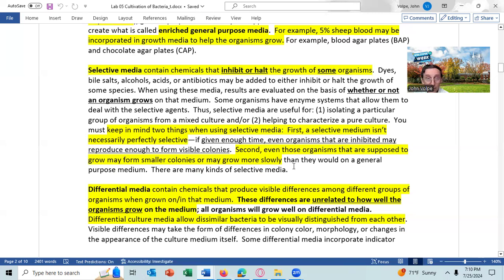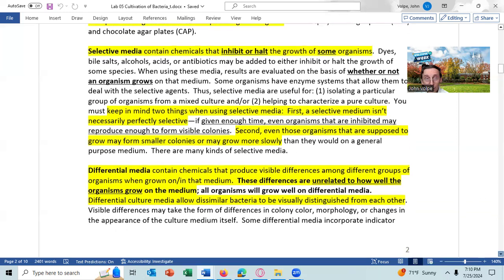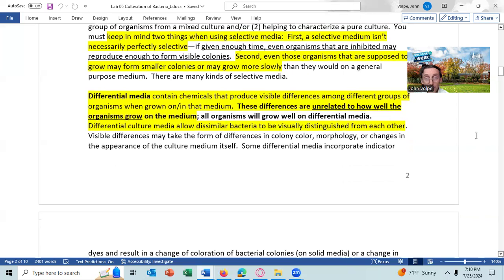There are different kinds of selective media, and we'll talk about a few of them. There's also differential media, and these media contain chemicals that produce visible differences among different groups of organisms when they are grown on that media. These differences are unrelated to how well the organism can grow on the media. Differential media allow dissimilar bacteria to be visually distinguished from each other. Any question about that?